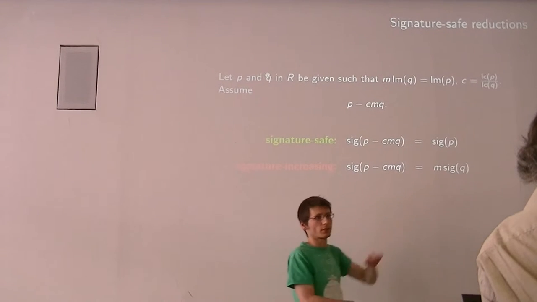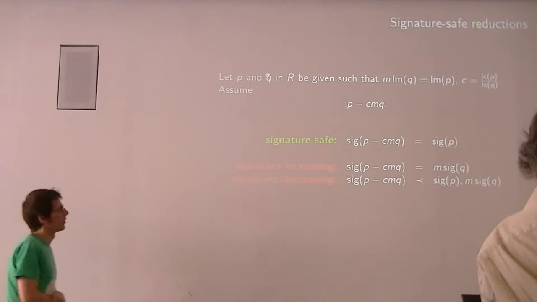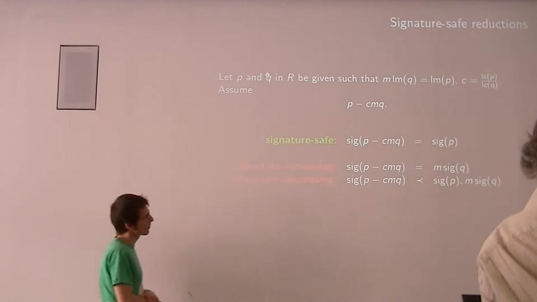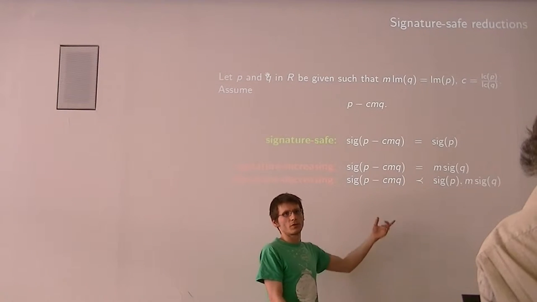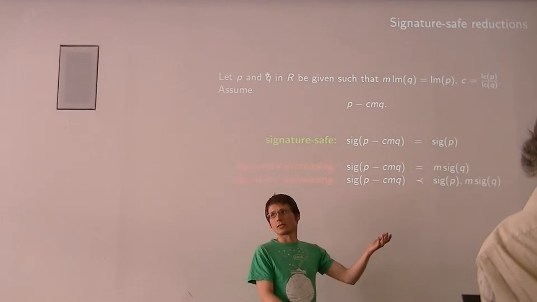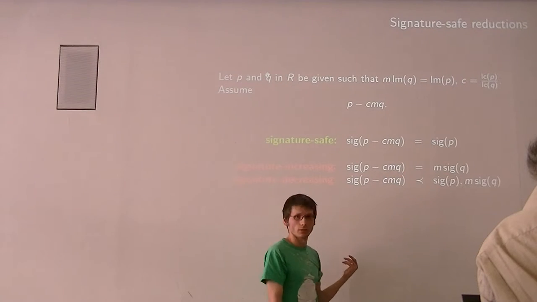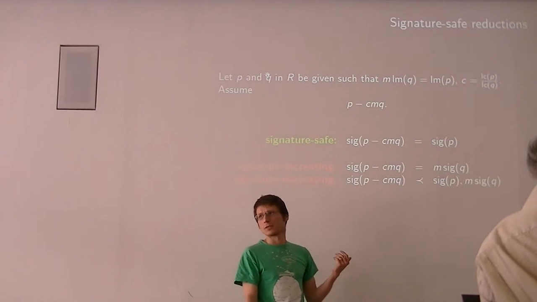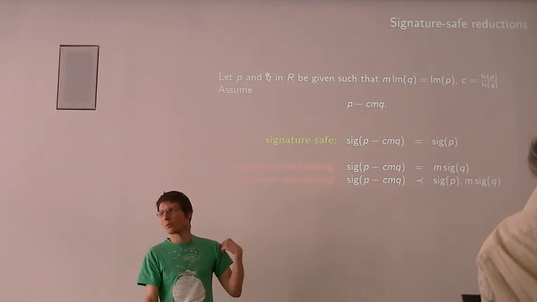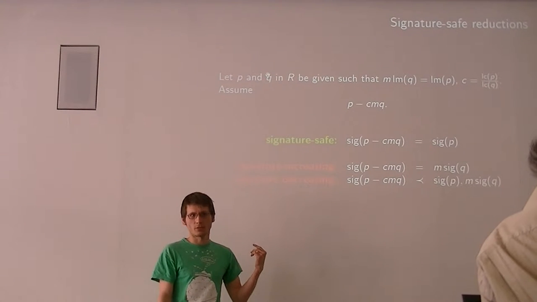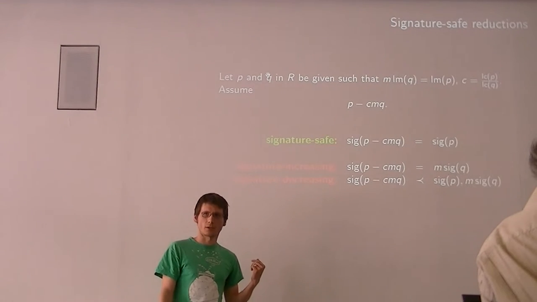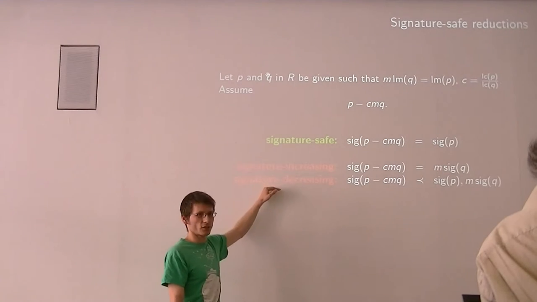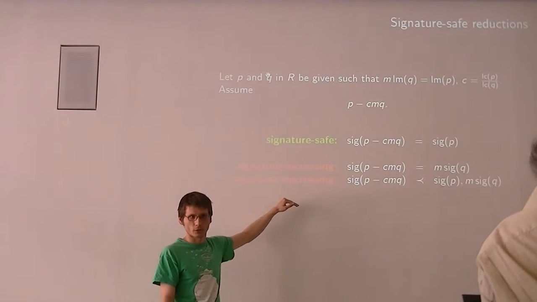Then you have signature decreasing, where those two signatures are equal, and doing the reduction, the signature would get lower. But since we only store the leading term, it gets lower, but we don't have any information about this leading term. So this we cannot do. But these reductions are also taken care of by our criterion.